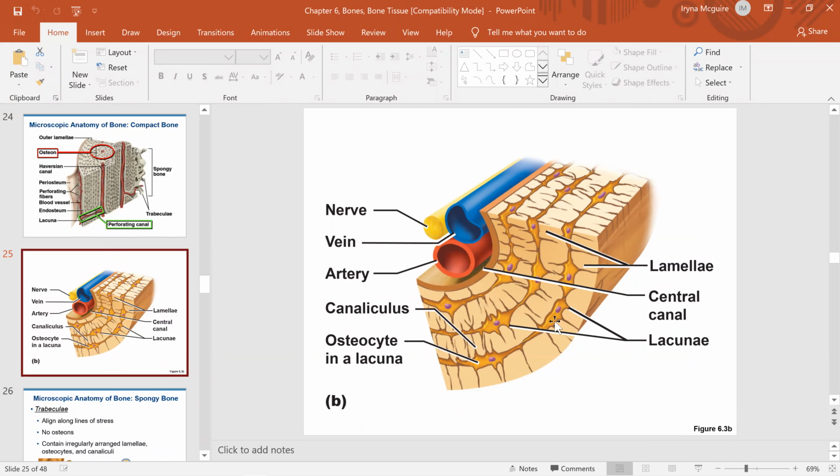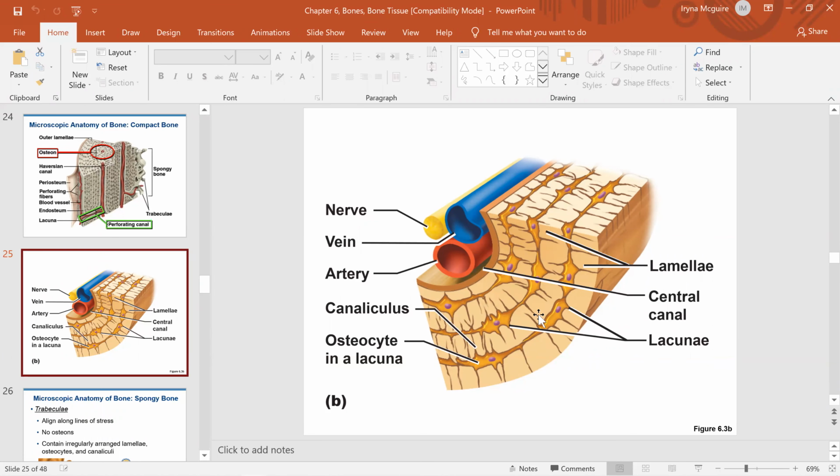And why do we need this fluid surrounding osteocytes? Because matrix, this is matrix, is very hard. And you know that all animal cells must be surrounded by fluid, otherwise they will die, right? So if you put the cell just inside this hard matrix, it will not survive. So we do need fluid to surround every osteocyte, right?